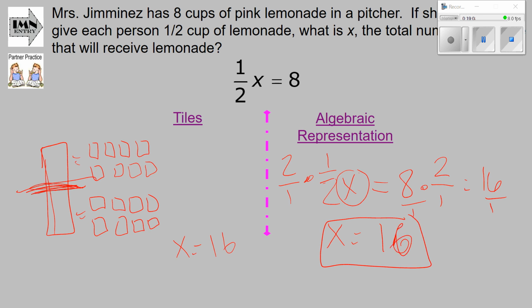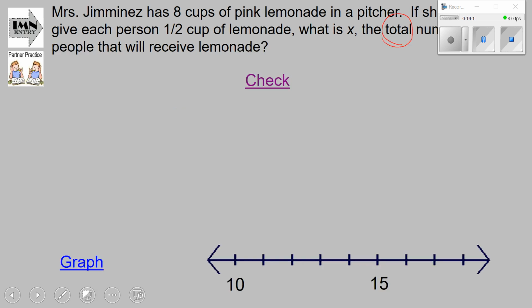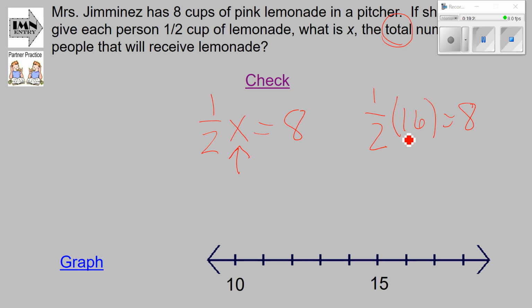Okay? So now we're going to check it. So we said 1/2 of x equals 8. Well, if x is 16, right? Let's substitute that in. 1/2 of 16 equals 8. Is that a true story? Yes, because 1/2 of 16 is 8, so that checks out. So again, to graph it, we put it on our number line. Because it's equal, it just is 16. There's no arrows, it just is.